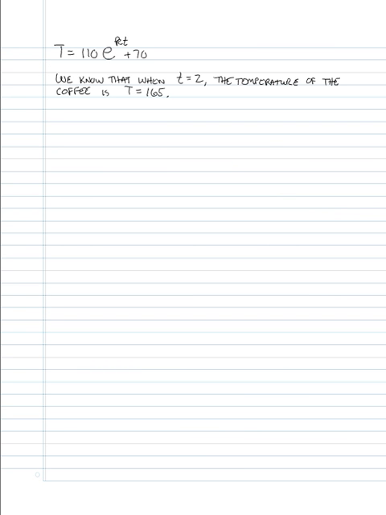I've written the model as far as we know it. And then we further know that when lowercase t is 2, the temperature of the coffee, uppercase T, is 165. And so that allows us to solve for k. 165 for the temperature is equal to 110 times e to the power of the unknown k, times a time of 2, plus 70. So we'll go through the steps, and I'm convinced that you can do those steps.